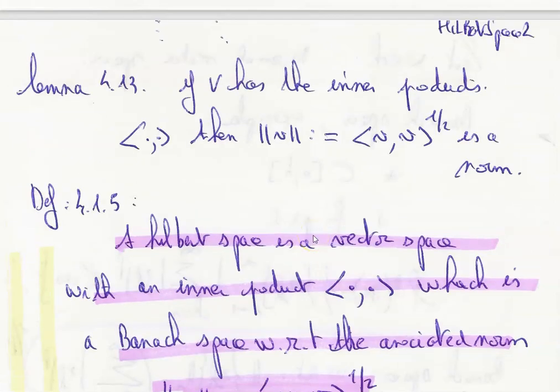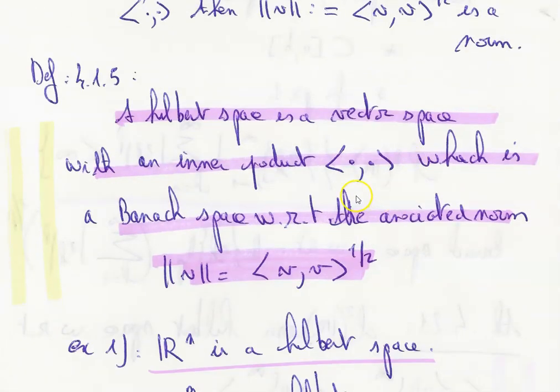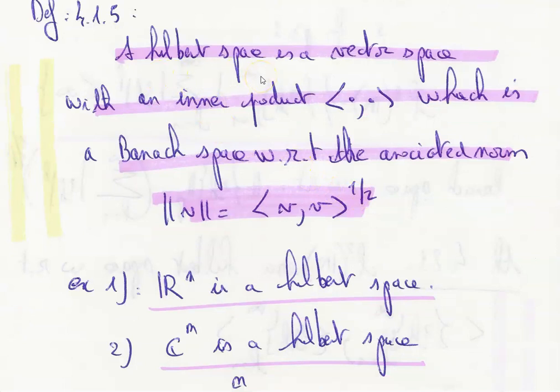So let's now talk about a lemma. If a vector space has the inner product defined, then the norm of a vector V of this vector space is equal to the square root of the inner product between V and itself, and this is a norm. So now, definition. A Hilbert space. What is a Hilbert space? A Hilbert space is a vector space with an inner product which is a Banach space with respect to the associated norm, which is the norm of V defined as the square root of the inner product between V and V. So this is the definition of a Hilbert space.